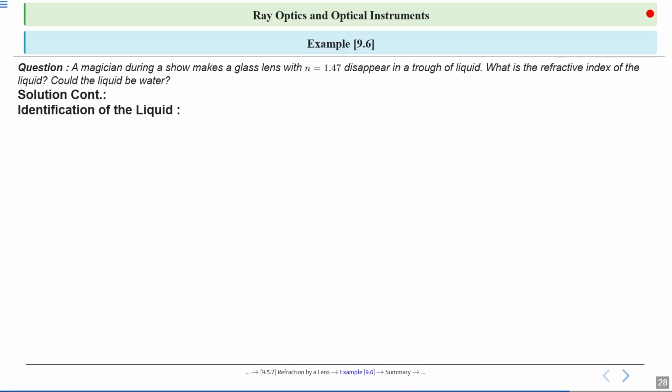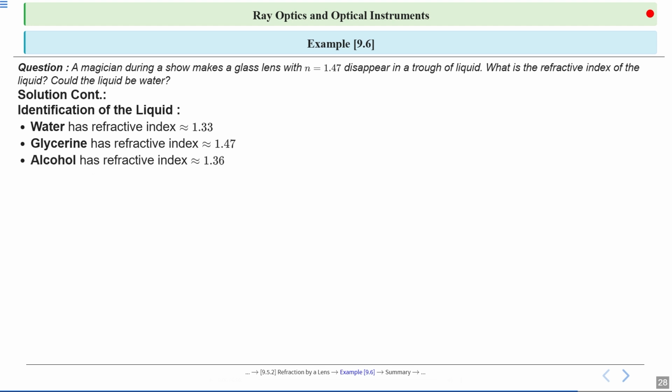So now we will identify the liquid. Water has refractive index approximately equal to 1.33, so water cannot be that liquid. The liquid would be of refractive index 1.47 or very close to 1.47. Glycerin has refractive index nearly equal to 1.47, and alcohol has refractive index nearly equal to 1.36.